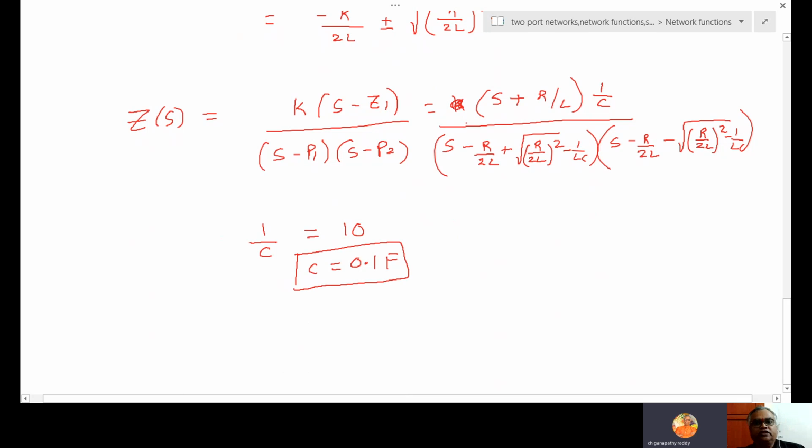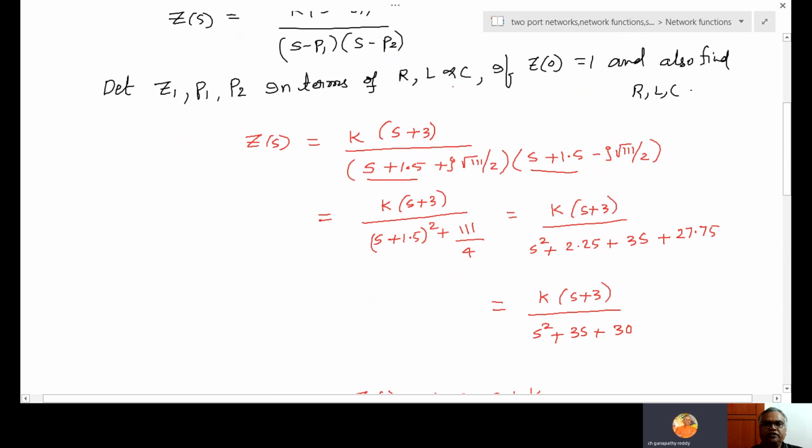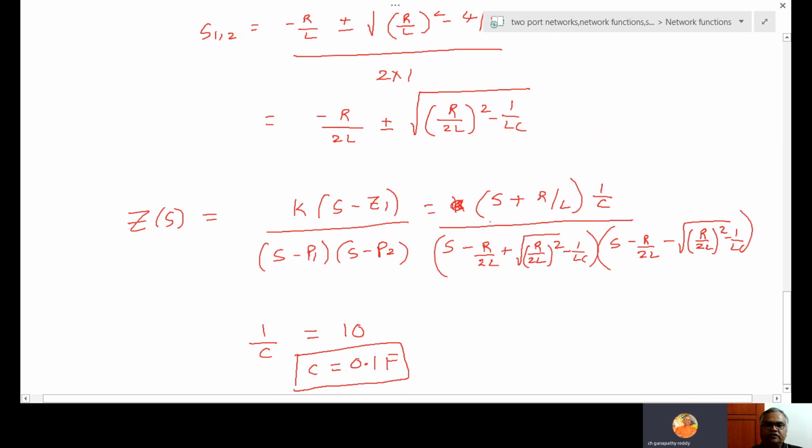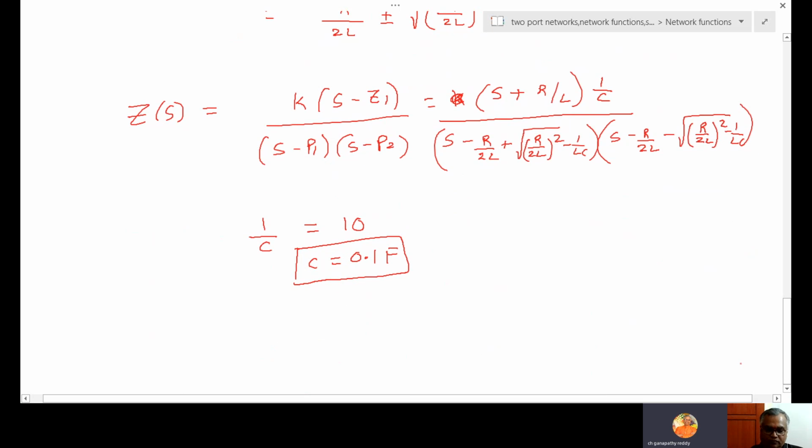Next, here s plus 3 we got it now. You see in the beginning s plus 3. So that we are comparing. That means r by l equal to 3. R by l equal to 3. So if you know one value, the other we can find. What is the other one?